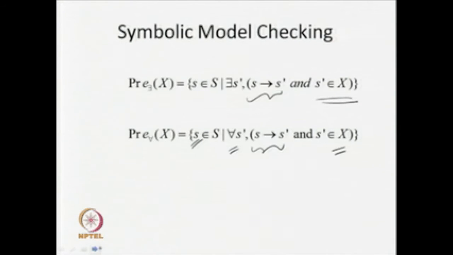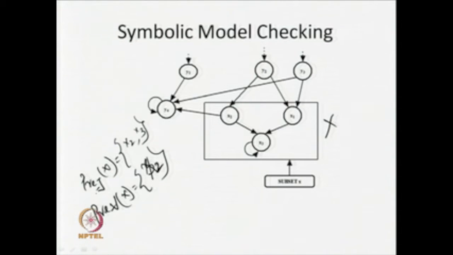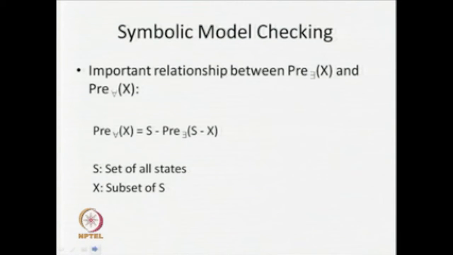Now, we are saying that with pre∀(X) and pre∃(X), we can evaluate those states where, in pre∀(X), all the transitions are coming to this particular subset X, and in pre∃(X), at least one transition is coming to this particular set of states. Now, we have a relationship between these two things, pre∃(X) and pre∀(X). This is the important relationship between pre∃(X) and pre∀(X).